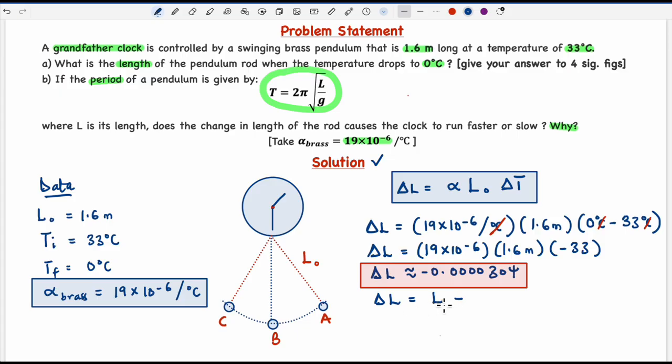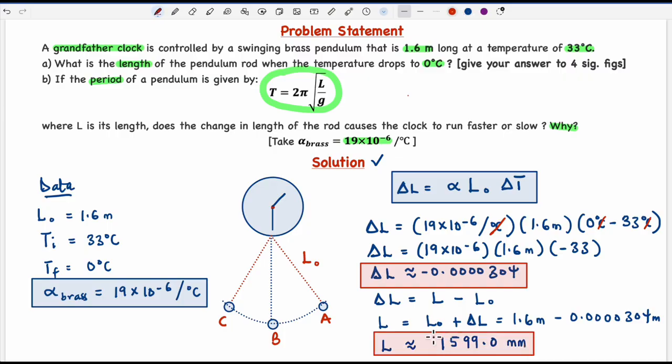So the change in length equals the final length minus the initial length, and we had that to be a negative value. Therefore, we can find the length to be L naught plus delta L. Substituting these values, we will have L naught to be 1.6 meters, and then delta L is negative, so it subtracts from that, indicating that the final length will be reduced. So minus 0.0000304 meters. Evaluating this will give us a final length of approximately 1599.0 millimeters. All right, so that is the length.